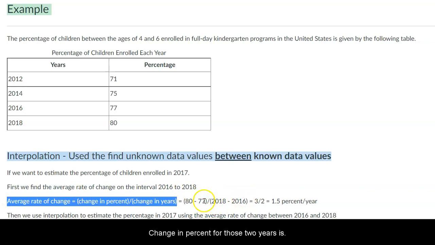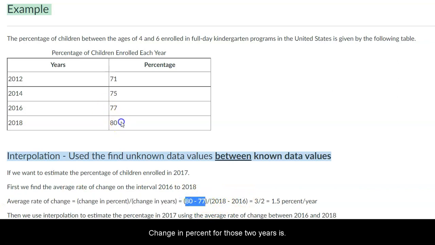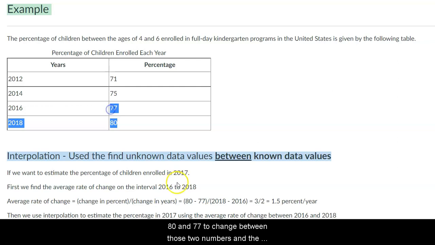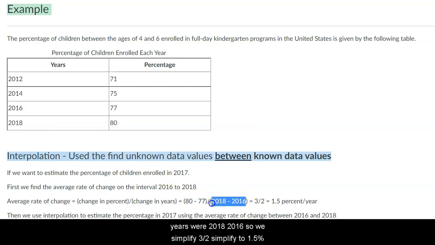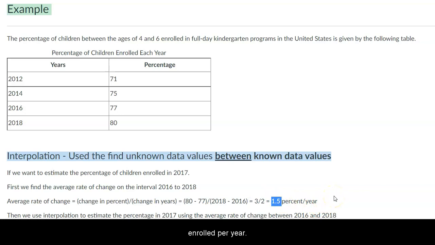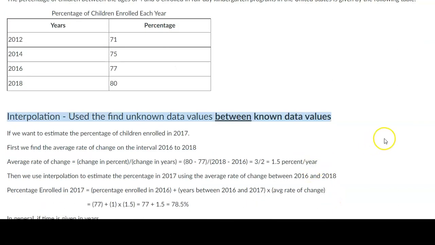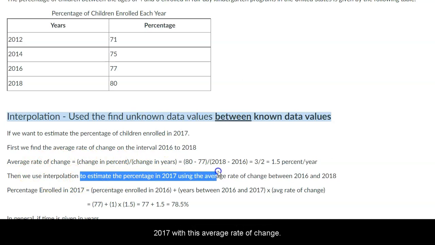So the change in percent for those 2 years is 80 and 77, the change between those two numbers. And the years were 2018 and 2016. So we simplify, get 3 over 2, which simplifies to 1.5% enrolled per year. So this is our average rate of change over the interval 2016 to 2018. So we can use interpolation to estimate the percentage in 2017 with this average rate of change.